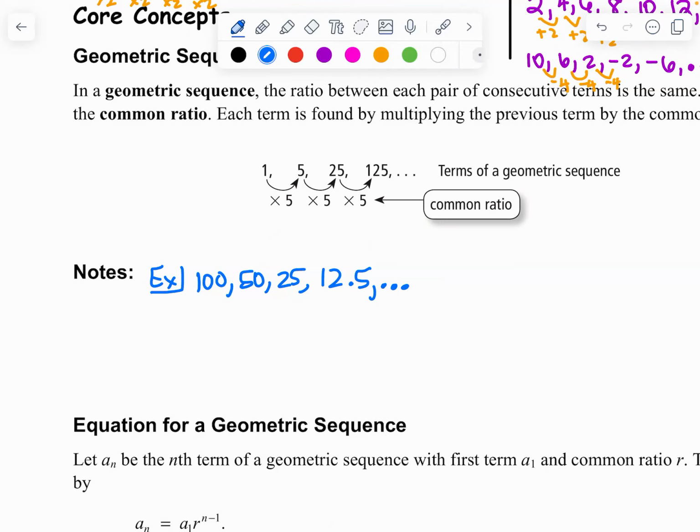Okay. Do you agree that we're dividing by 2? Instead of saying dividing by 2, we are going to say we're multiplying by 1/2 from term to term. So our common ratio would be 1/2, since we're dividing by 2.